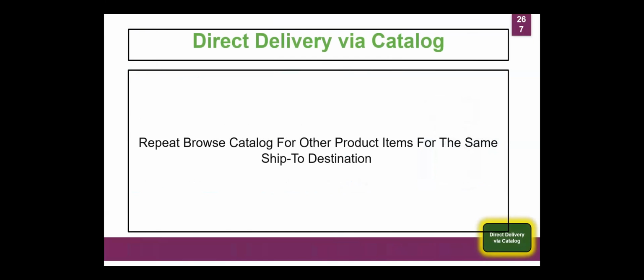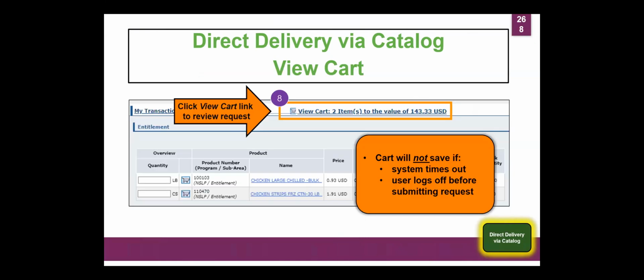Okay, so we would repeat: browse catalog for other product items for the same ship to location. So if these are items we're shipping to the same location, we're going to keep adding to the same requisition.